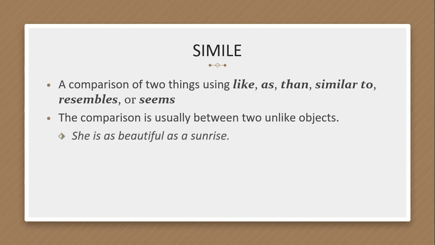For example, she is as beautiful as a sunrise. Here we have the keyword as, yeah, to indicate that this is a simile. While what is being compared here? Yes, a human or a woman, yeah, is being compared to a sunrise. So human is being compared to a thing, yeah. Or another example, my love is like a red, red rose by Burns.